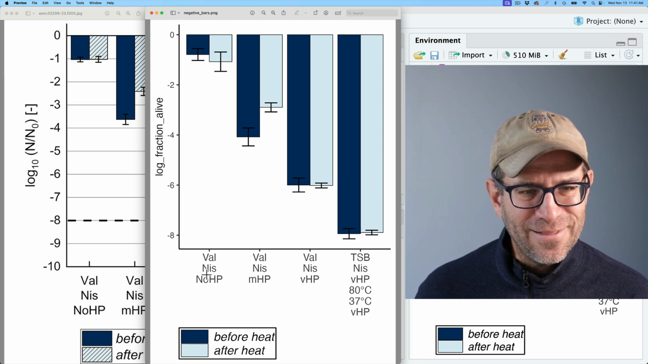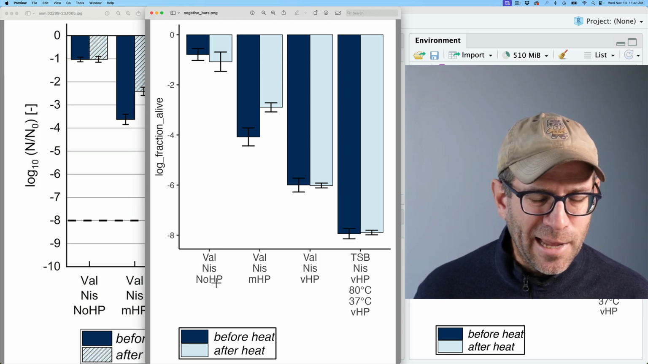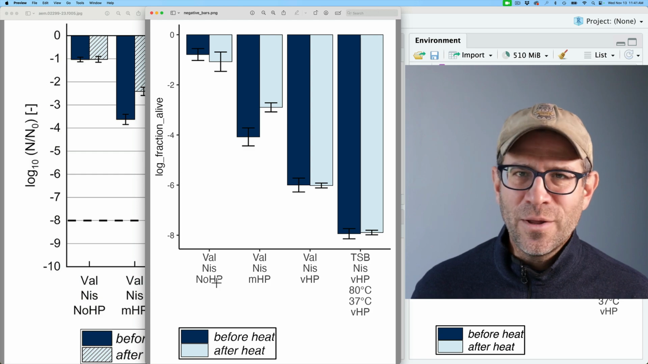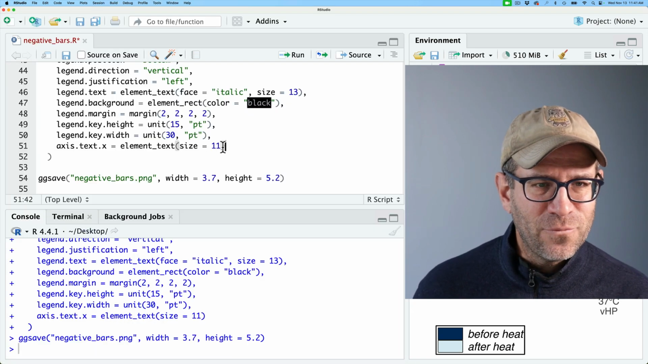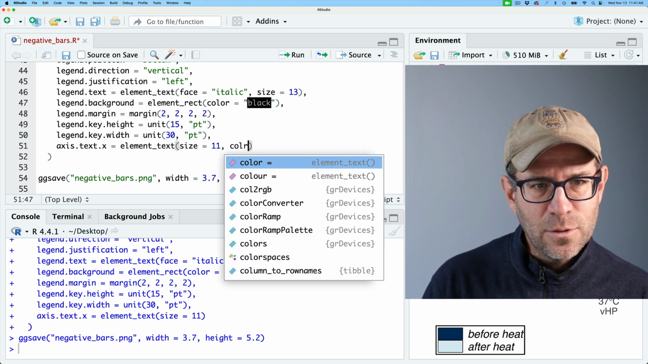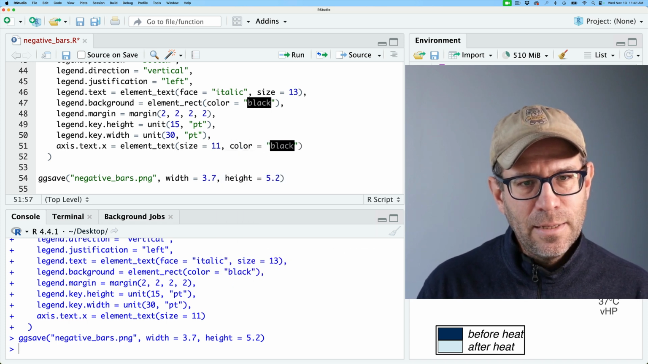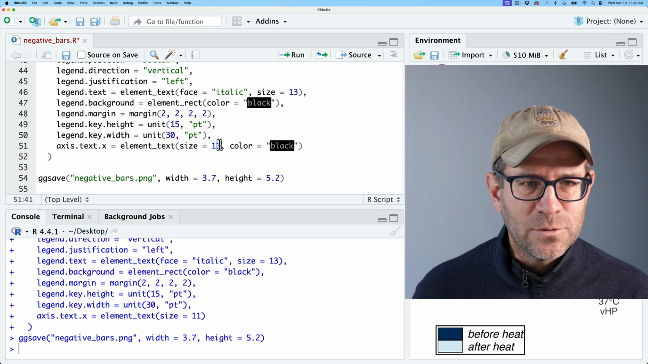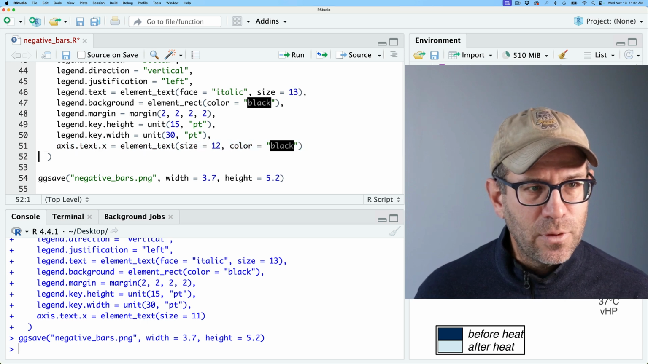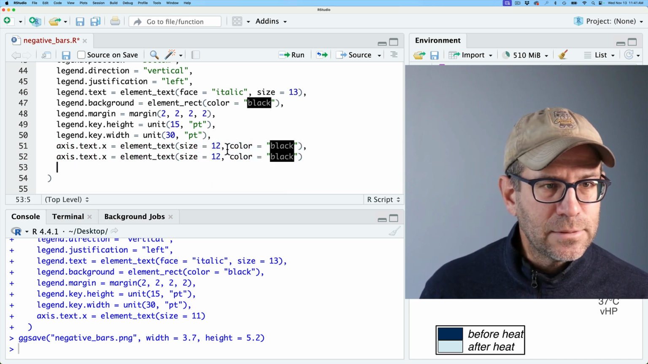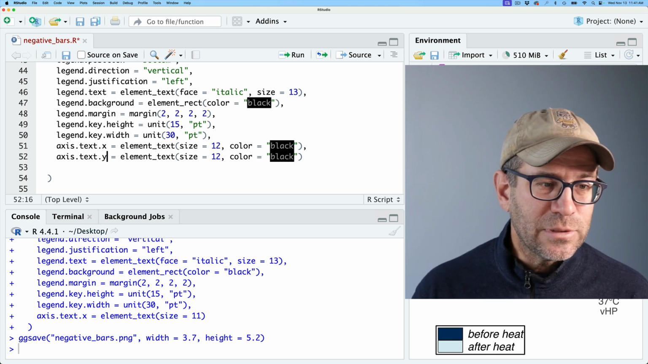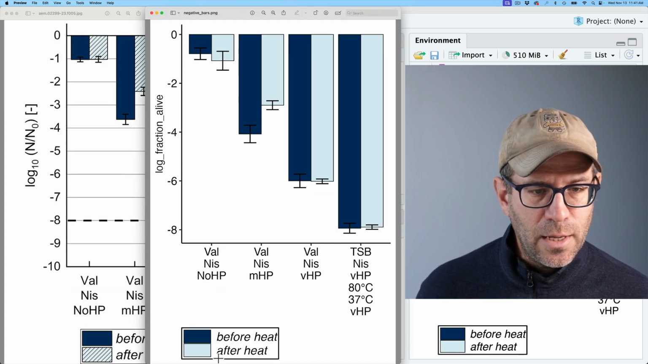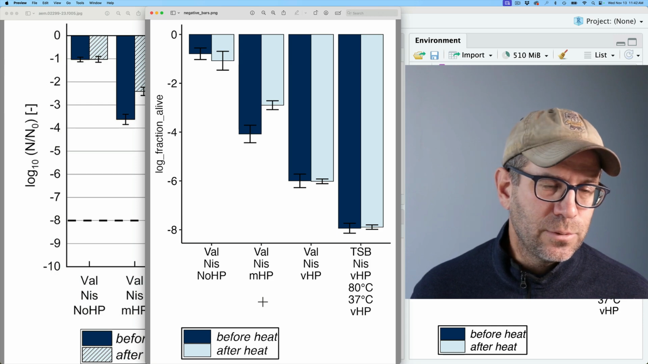I also notice that this color is grayish, not so black. That always annoys me. I don't know why theme_classic makes it gray rather than black. Anyway, let's go ahead before I forget. We'll do color equals black. And while I'm here, I may as well put this up to 12. And I'll do the same thing for the y-axis, making it have the same font and the same color as what's on the x-axis.